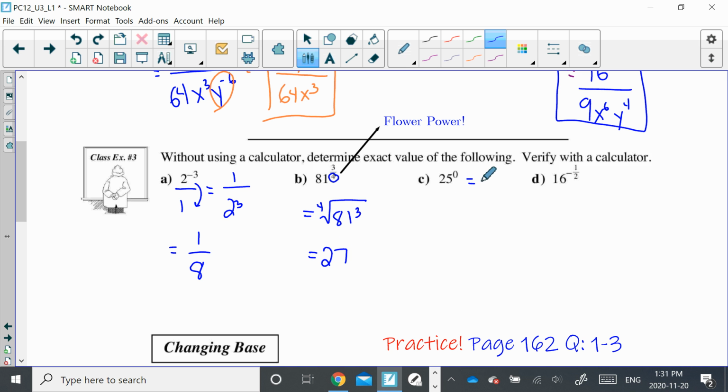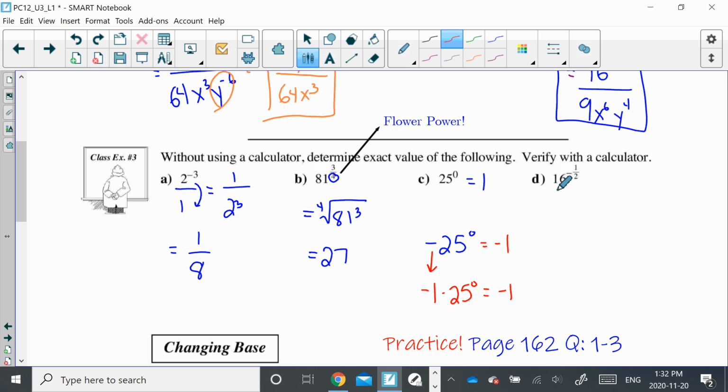25 to the power of 0 is equal to 1. Remember, if I gave you this, negative 25 to the power of 0, and I said, what is that? You would say, okay, this is a negative 1 times 25 to the power of 0. 25 to the power of 0 is 1 times negative 1. This would be negative 1.